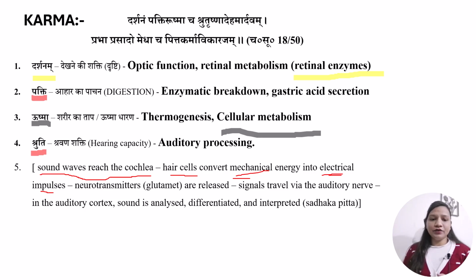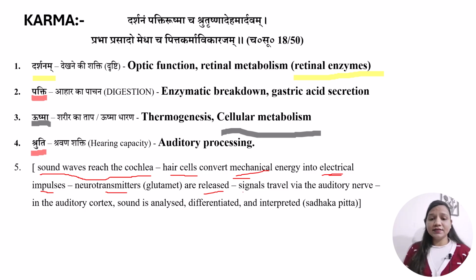Okay, then after that, the neurotransmitter released is specifically glutamate. So here also, for the release of the neurotransmitter, biochemical reactions and enzymatic actions of Pitta are necessary. So again, Pitta dosh is responsible for the release of the neurotransmitter.